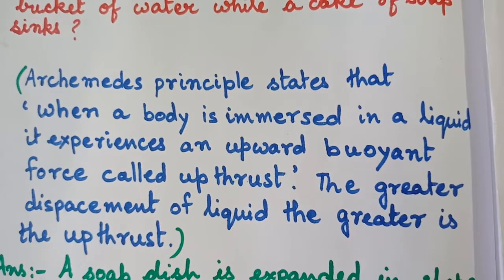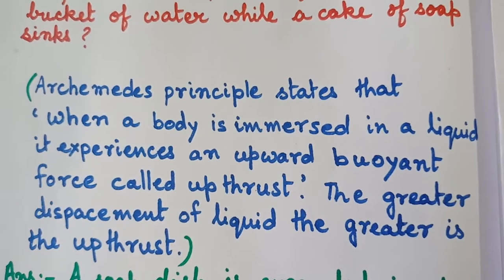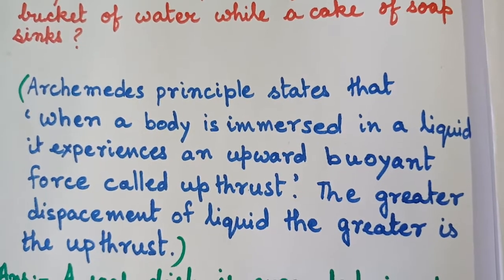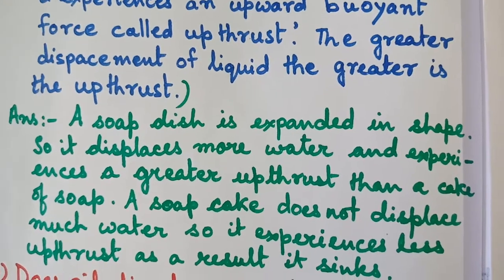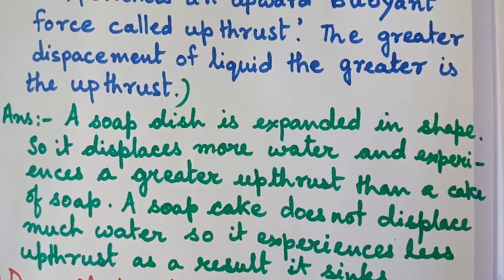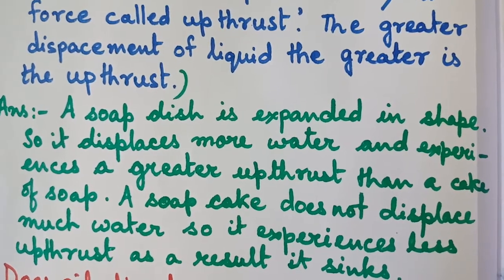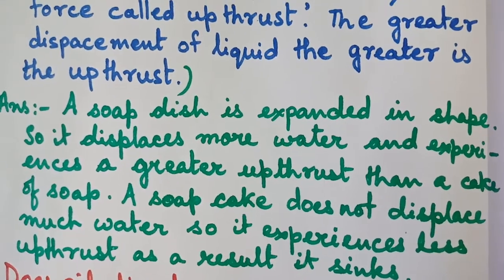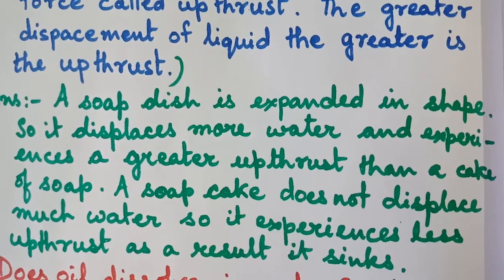The greater the displacement of liquid, the greater is the upthrust. If the liquid displaced is greater, then the upthrust is also greater. Now its answer: a soap dish is expanded in shape, so it displaces more water and experiences a greater upthrust than a cake of soap. A soap cake does not displace much water, so it experiences less upthrust. As a result, it sinks.